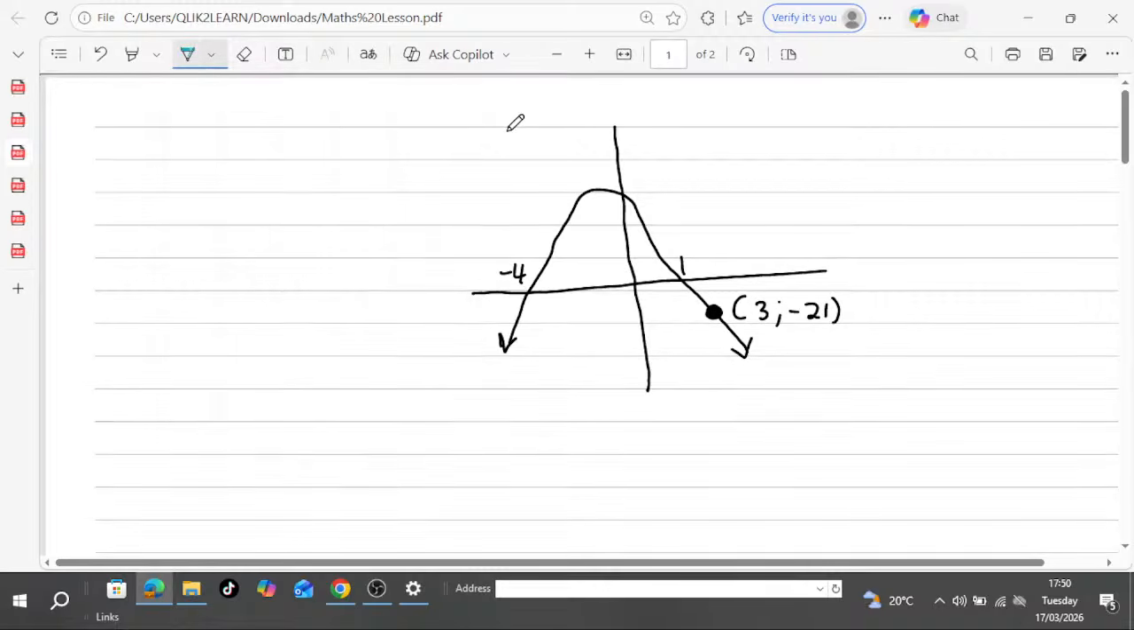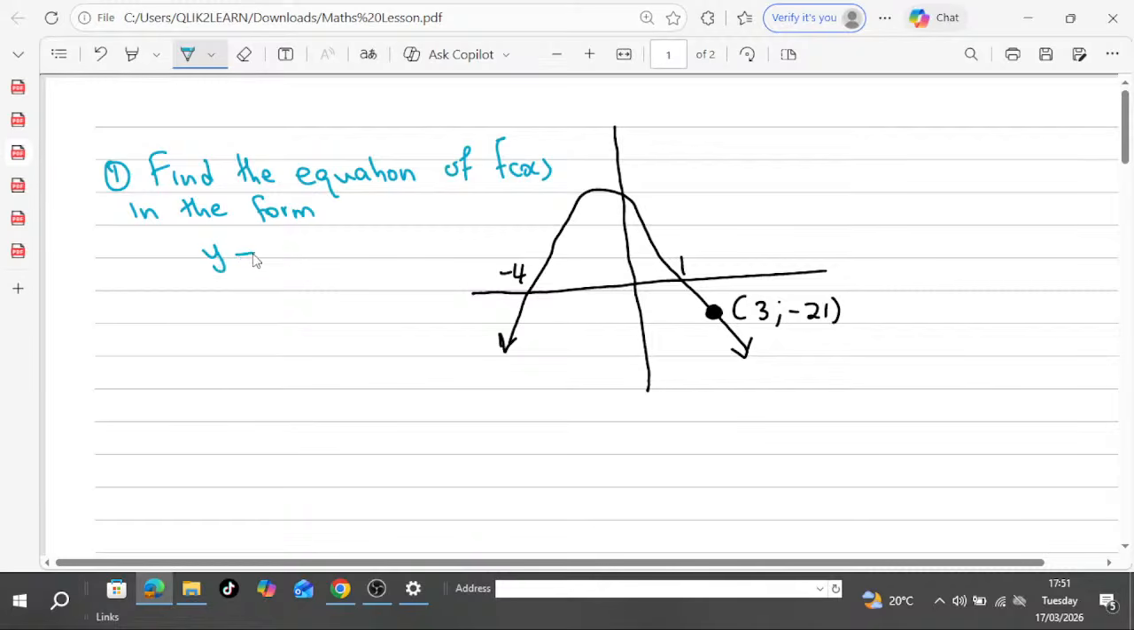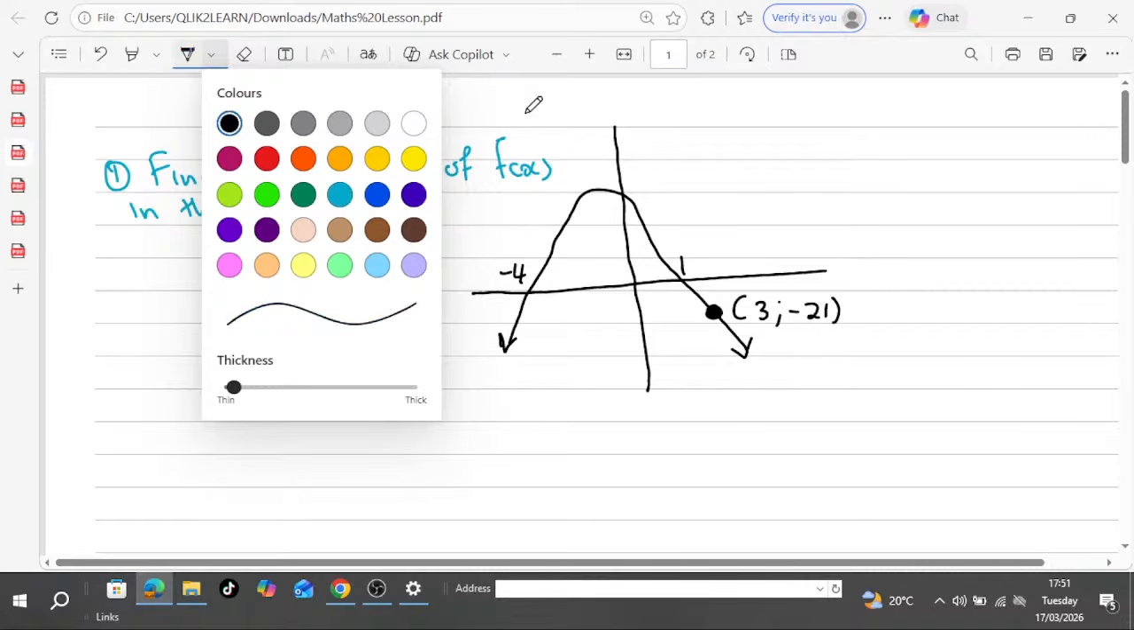Okay, so now the first question says find the equation of this f(x) in the form y equals a into (x minus p) squared plus q. So they want you to find this in the turning point form.